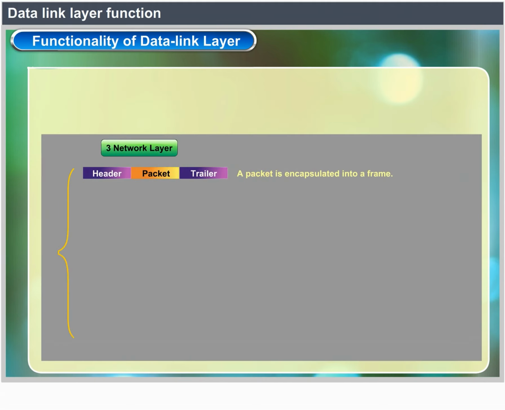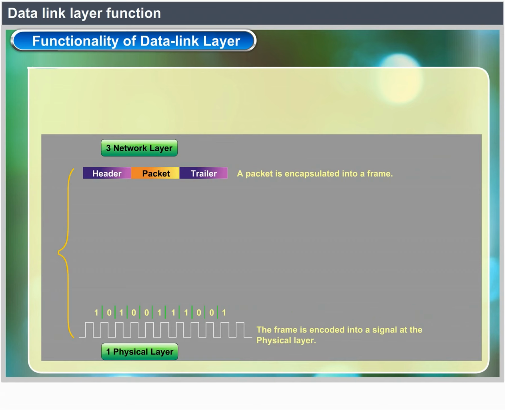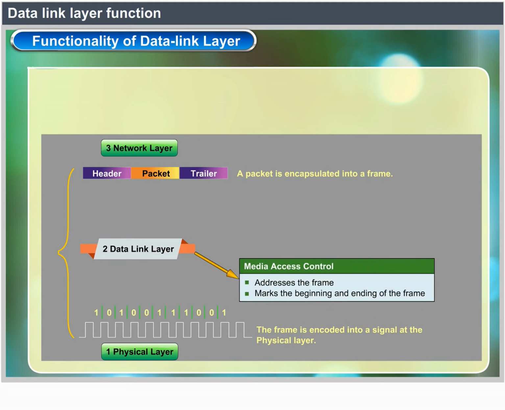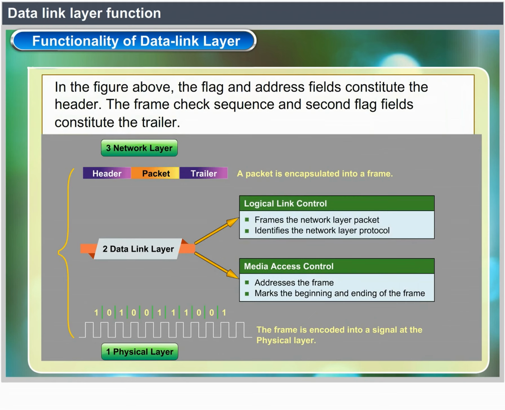Flag 01111110 and address field comes under header, then information or data field which is 0 to 4096 bytes. Frame check sequence and flag 01111110 comes under trailer. In the figure above, the flag and address fields constitute the header. The frame check sequence and second flag fields constitute the trailer.